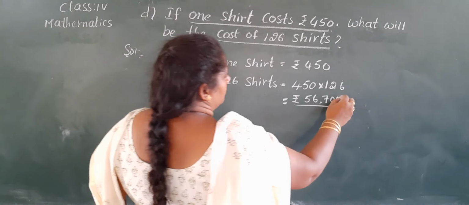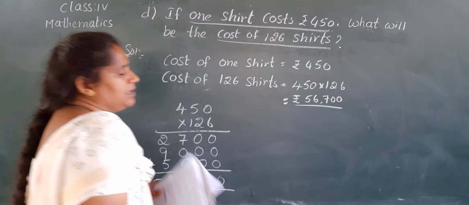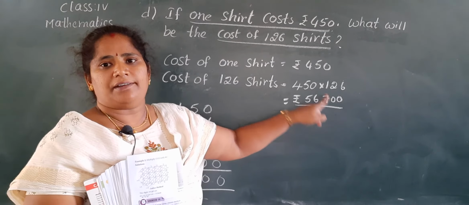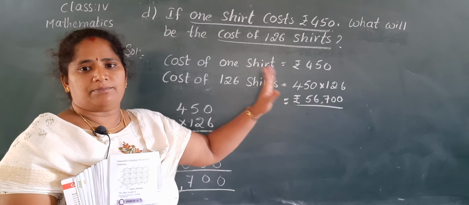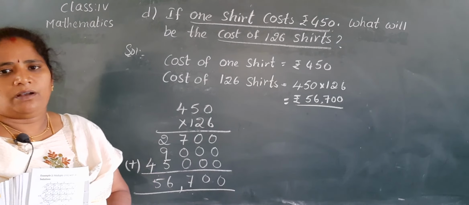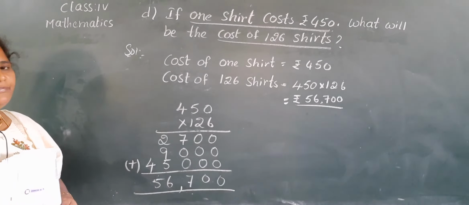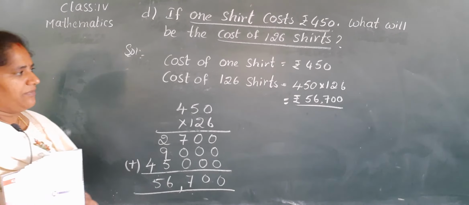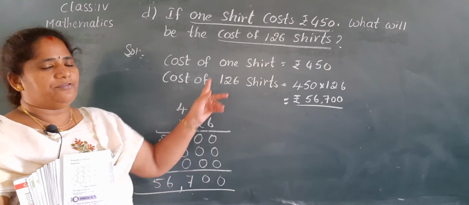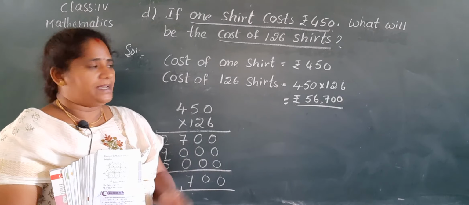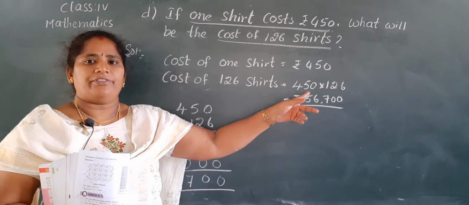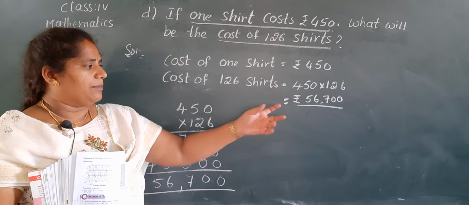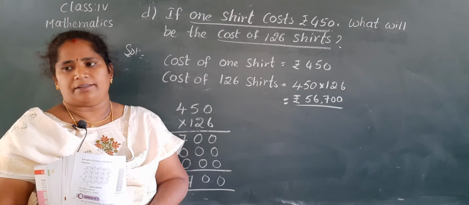The rupee symbol you always have to keep to the left side of the amount. Okay, ma? But while reading we have to say 56,700 rupees. But when you are writing you should keep the rupee symbol before the number, before the cost. 56,700. So cost of one shirt is 450 rupees, and the cost of 126 shirts equal to 450 into 126. The amount is 56,700 rupees.